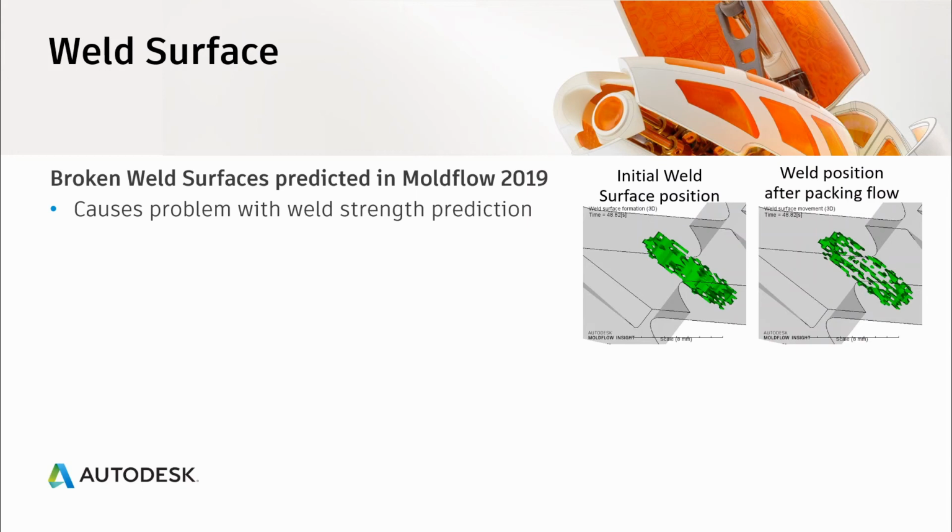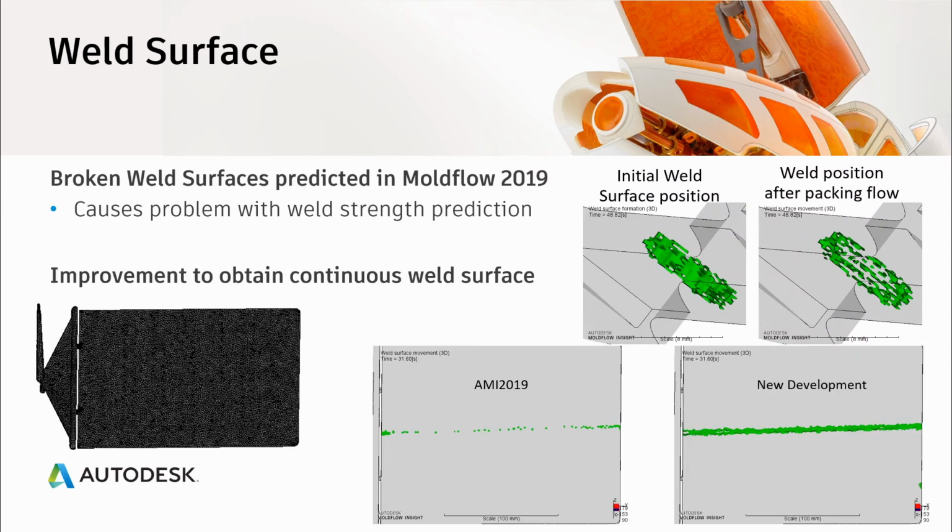Another enhancement is an improvement we've made to the prediction of weld surfaces compared to the predictions in 2019. In 2019, it was often the case that the weld surface would be quite a broken surface. There were gaps in it. And we've made an improvement to that so that now a more continuous weld surface is predicted, which is useful for the prediction of weld strength using the Helios AME product.